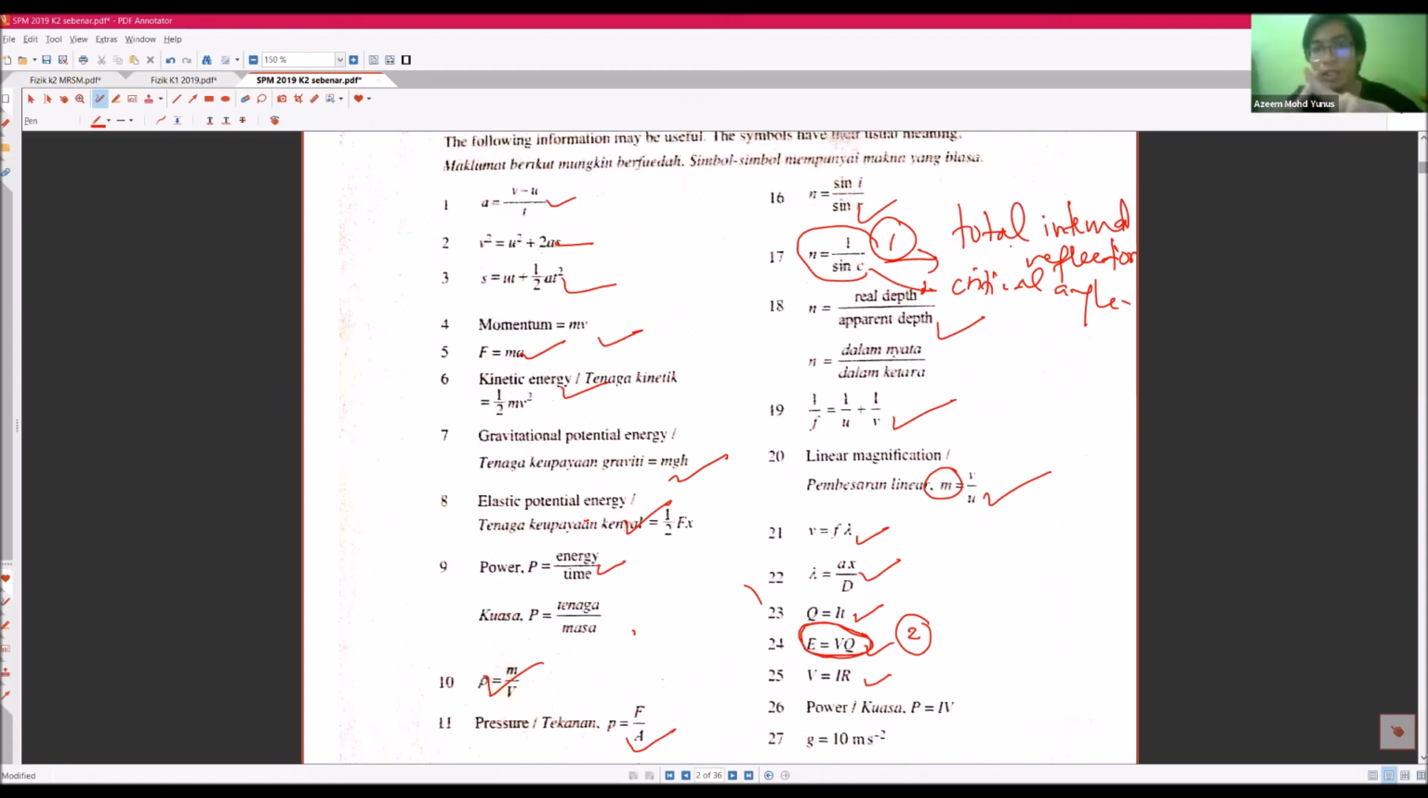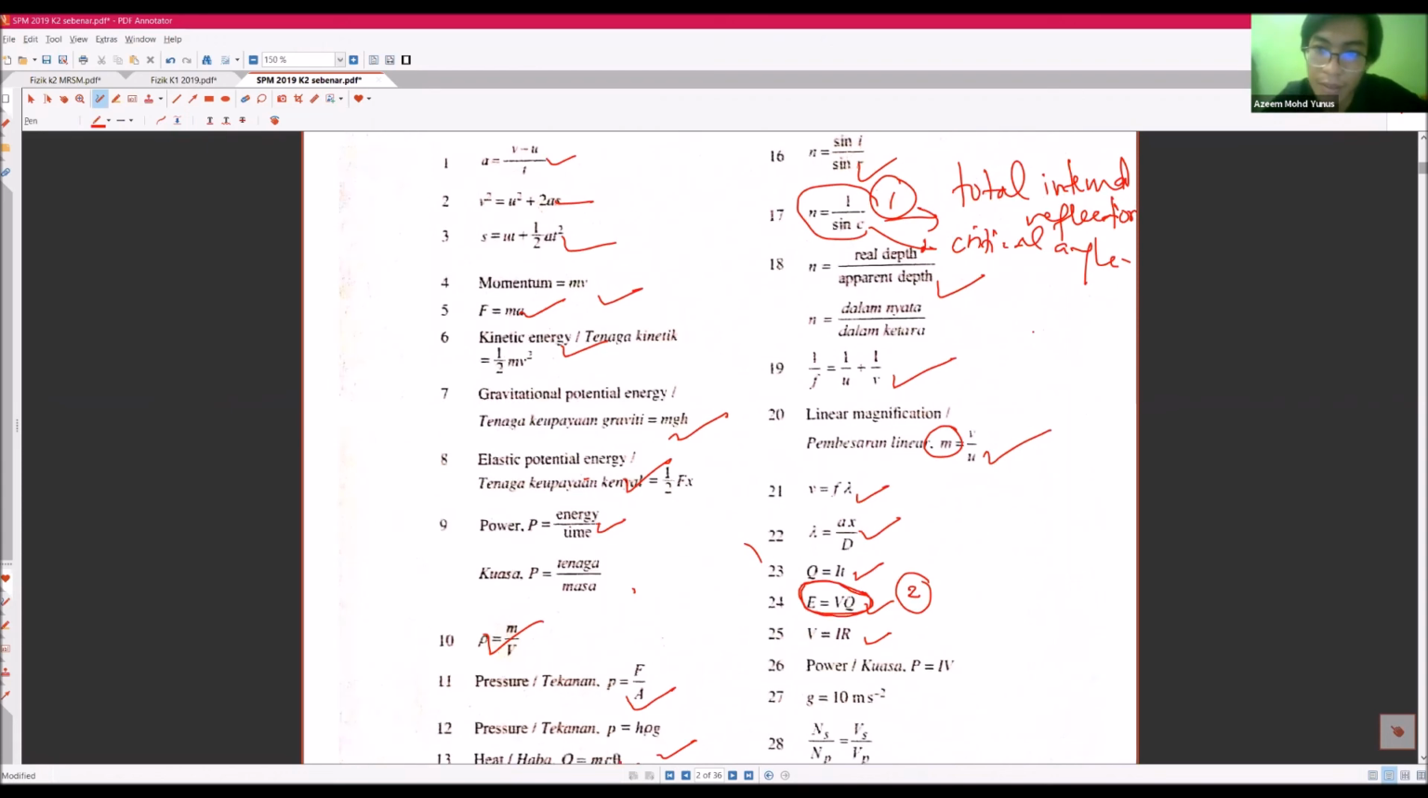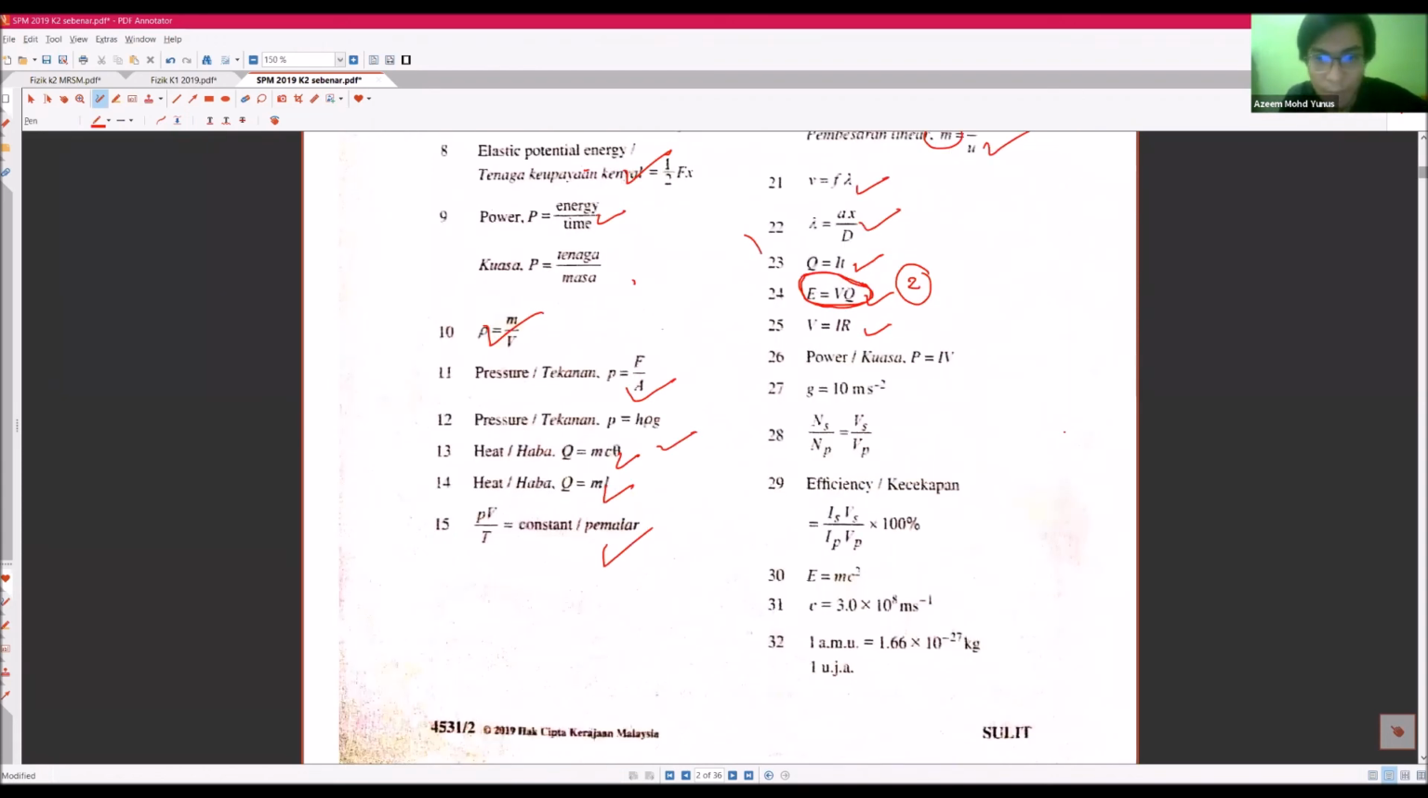The second condition, the incidence angle must be greater than the critical angle. So that is the condition. Power ratio, efficiency for transformer, E M C squared, and then it gives us the 1.66. Again, sometimes it's stated in the question, but in this case, this number, three differences for paper.